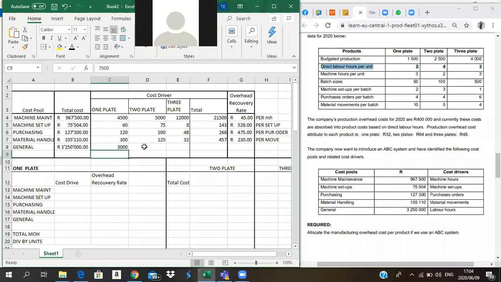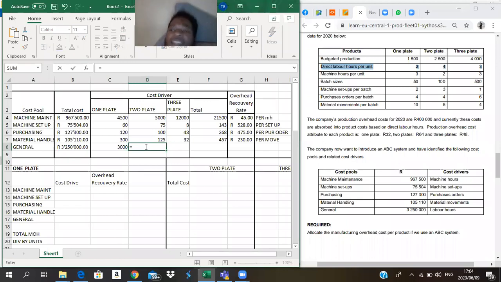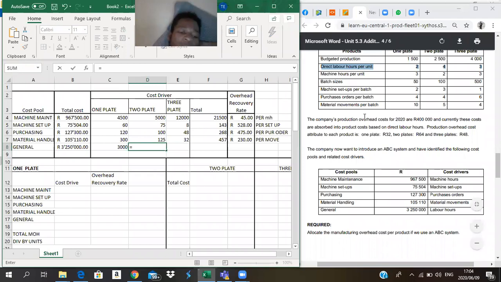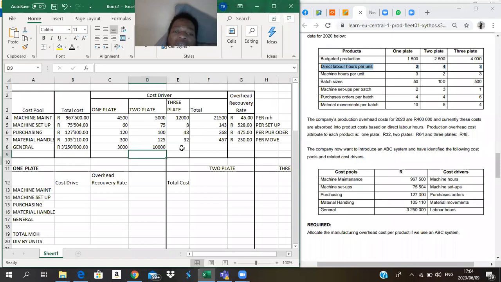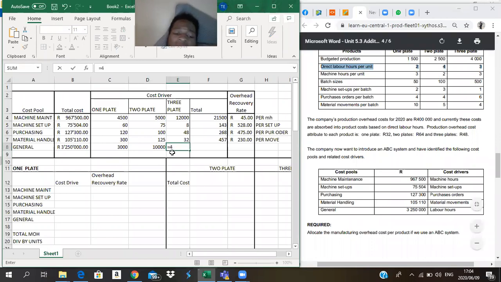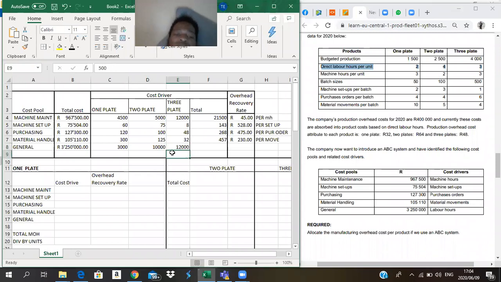Then for two plates, I take the 4 times the 2.5, giving me that amount there. Then for three plates, I'm going to take the 3 times the 4,000, giving me the 12,000. Then my total is equal to the 3,000 plus the 10,000 plus the 12,000, giving me 25,000.